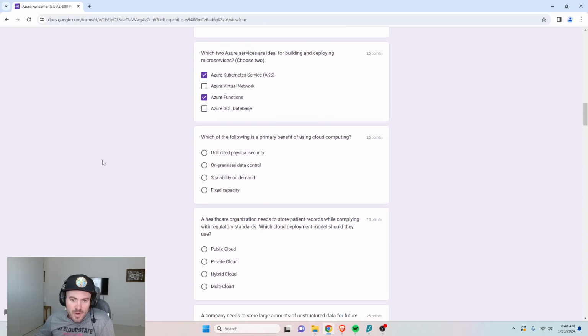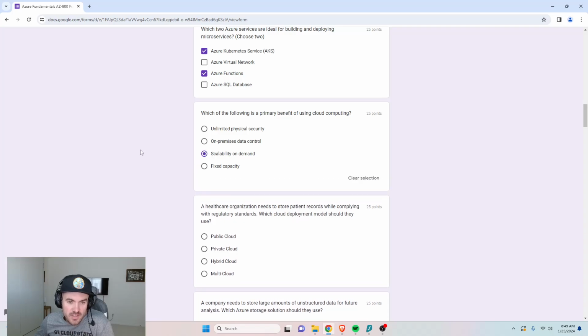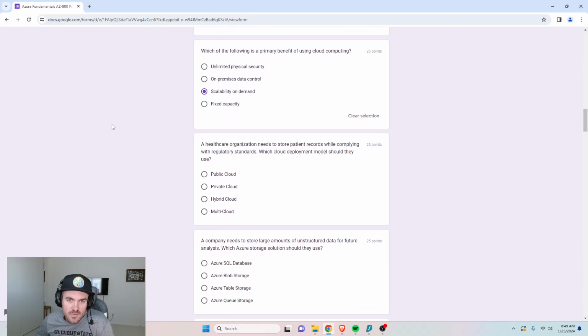Which of the following is a primary benefit of using cloud computing? So unlimited physical security, unlimited is a strong word. On-premise data control. So the whole purpose of cloud is not having things on-premise, so we can definitely rule that one out. Scalability on demand. That totally makes sense. Fixed capacity. Nope. That's actually the exact opposite of what you get with cloud computing, right? So I'm going to go with scalability on demand. That totally makes sense out of all those.